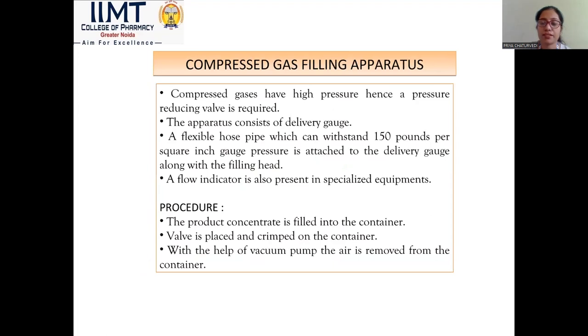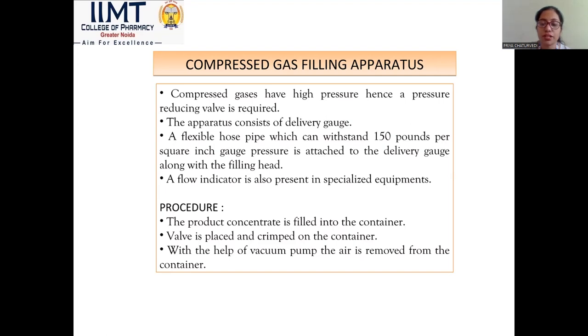Now coming to compressed gas filling apparatus. The compressed gases have high pressure, hence a high pressure reducing valve is required. The apparatus consists of a delivery gauge and a flexible hose pipe which can withstand 150 pounds per square inch gauge. Pressure is attached to the delivery gauge along with the filling head. A flow indicator is also present in the specialized equipment.